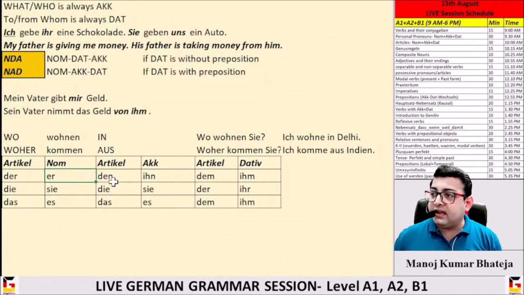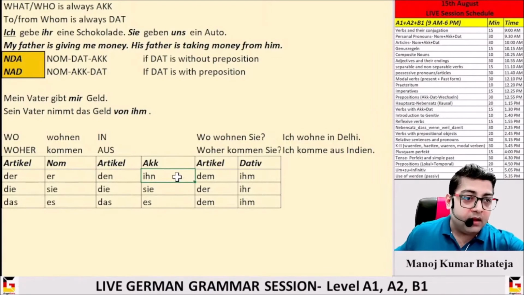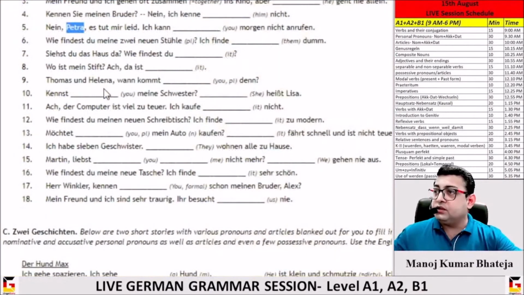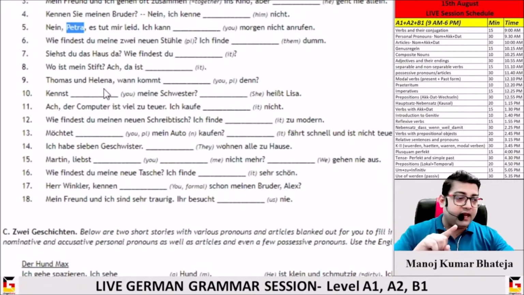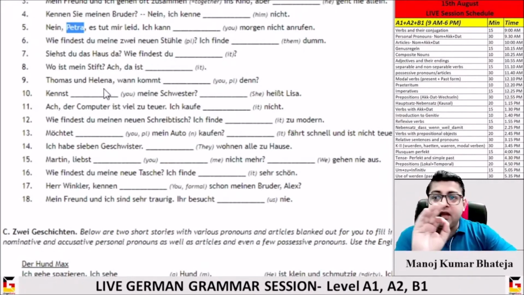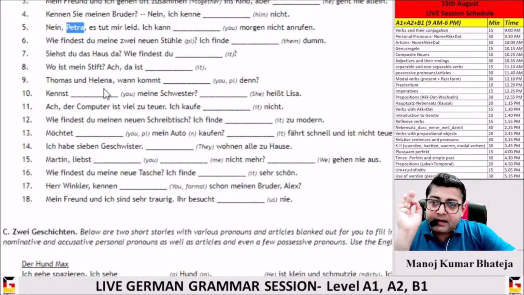We go to accusative and check. Accusative masculine, den. What pronoun will come? Ihn. So what's going to be written there? "Ich kaufe ihn nicht." "Der Computer ist viel zu teuer. Ich kaufe..." Accusative relates to the computer. Der becomes den. What pronoun will come? Ihn. Please be careful while applying the personal pronoun to it.